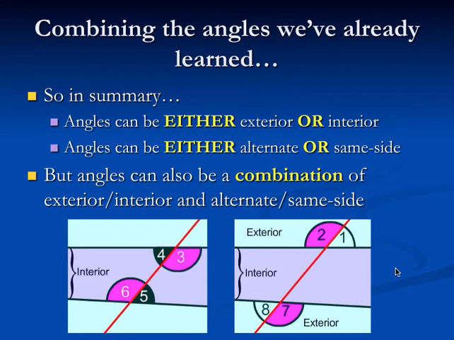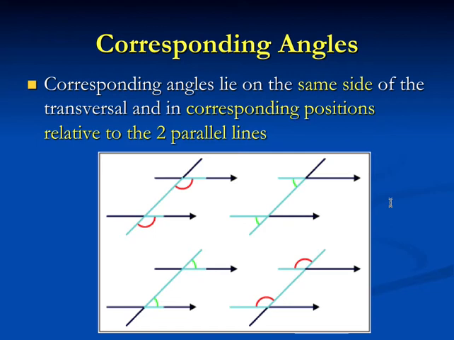Okay, so in summary, angles can either be exterior or interior, so they can either be on the outside or on the inside. And they can either be alternate or on the same side. These angles can also be a combination of exterior, interior, alternate, and same side. But before we get into those pairings, we want to talk about corresponding angles.